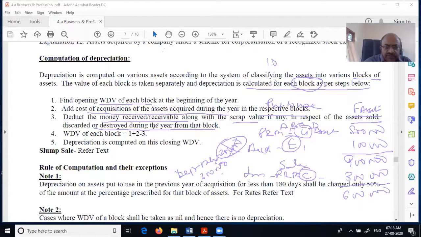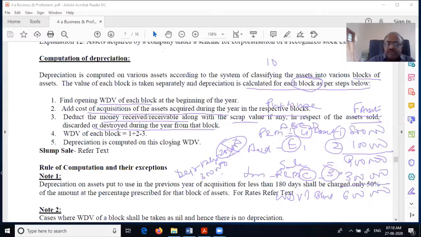That is what I'm saying: deduct money received or receivable along with scrap value. They're saying money. They are not saying WDV of that asset which was sold, in this case 2 lakhs. Don't reduce that. The entire value of the amount received on sale should be reduced in respect of assets sold, discarded, destroyed during the period. WDV of each block will be 1 plus 2 minus 3. So what you are getting here is the WDV of the block.